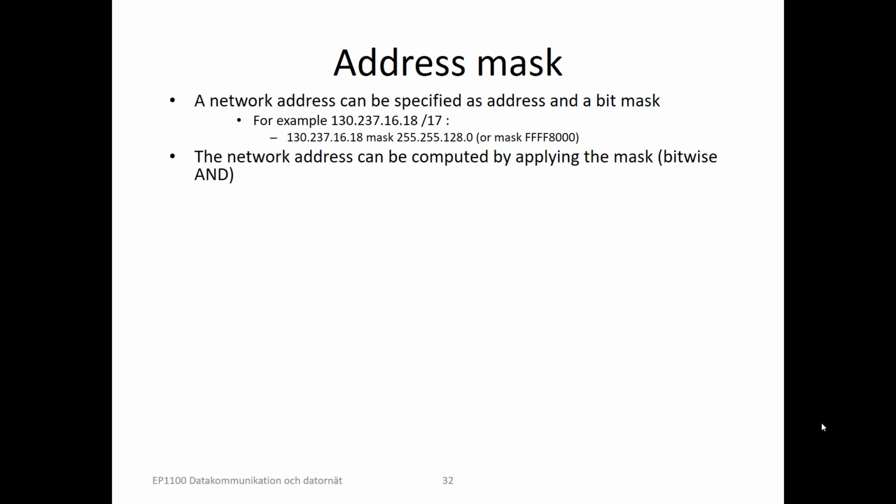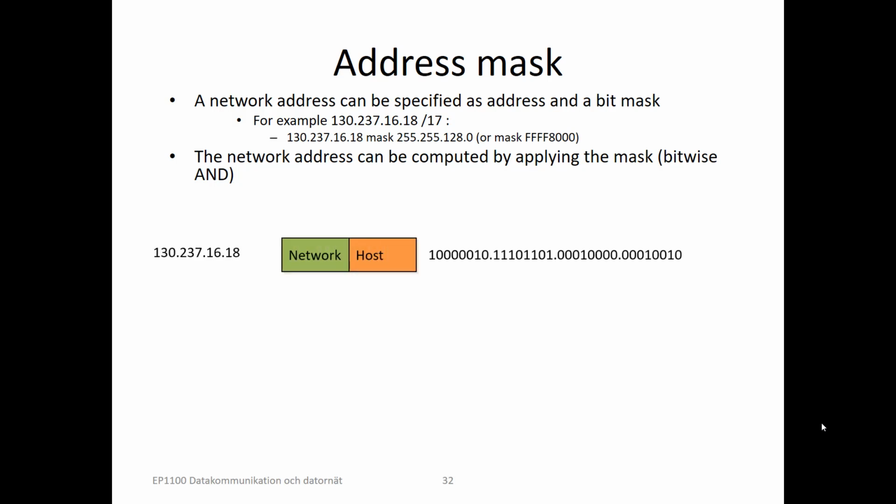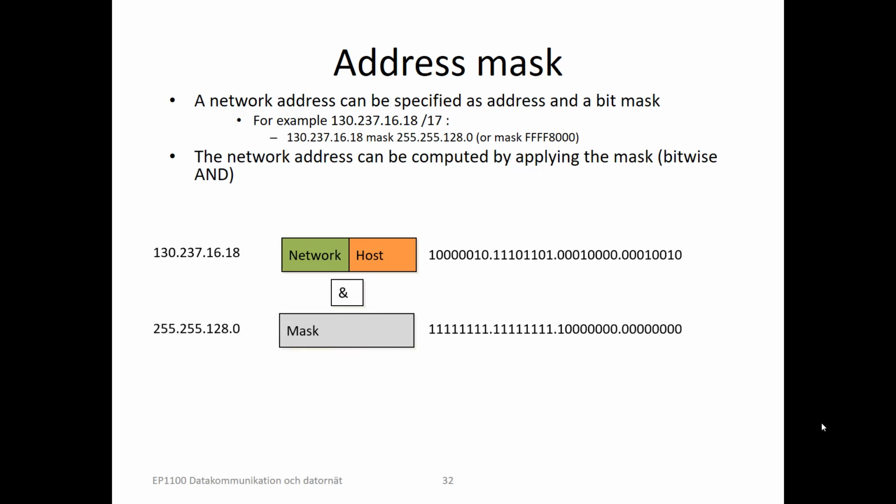A network address can be specified as an address and a bit mask. If we take, for example, the address that we had on the previous slide, for which the network ID was 17 bits long, then we can take the address and mask out the 17 most significant bits. This can be done by bitwise logical AND. Here's the address in decimal dot notation, and to the right I've written out each octet in its binary form. Then we take the mask, which has ones in the 17 most significant bits, and zeros in the remaining least significant bits.